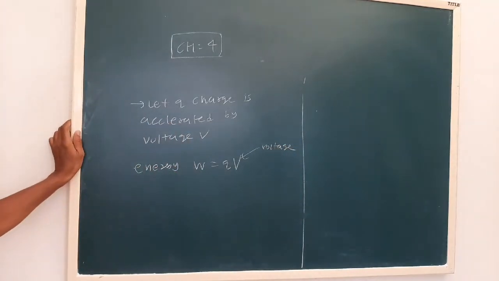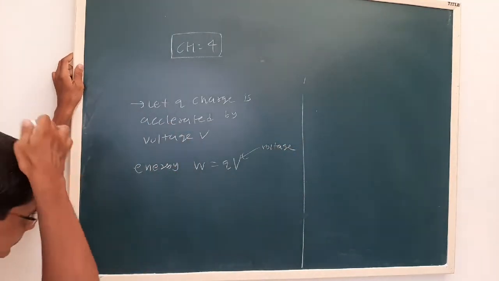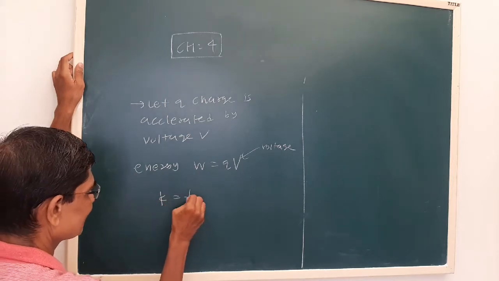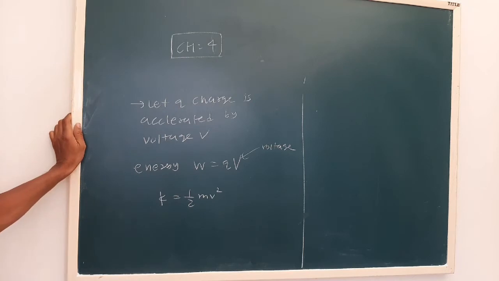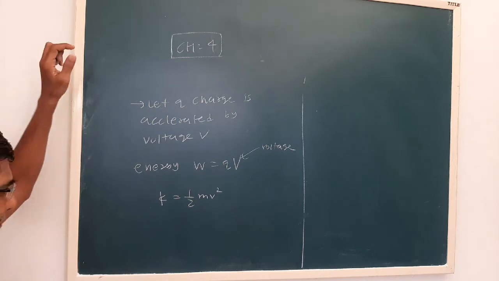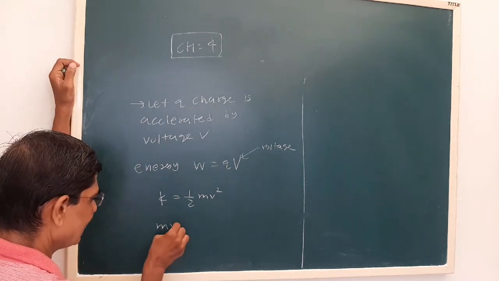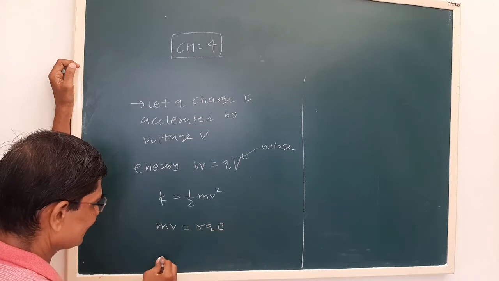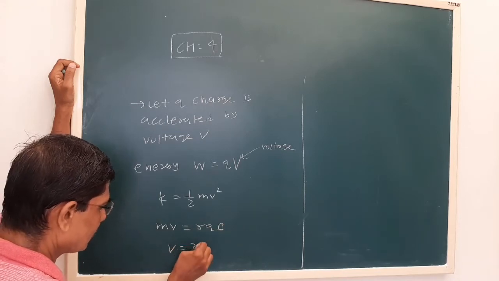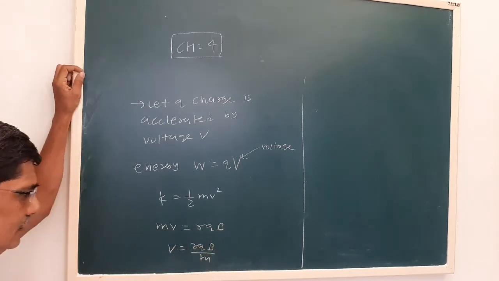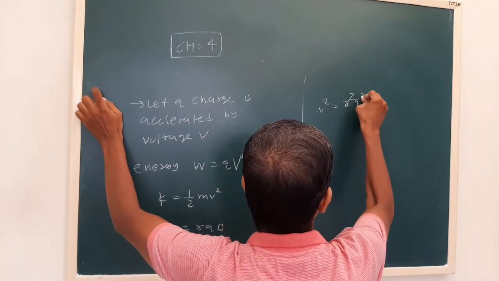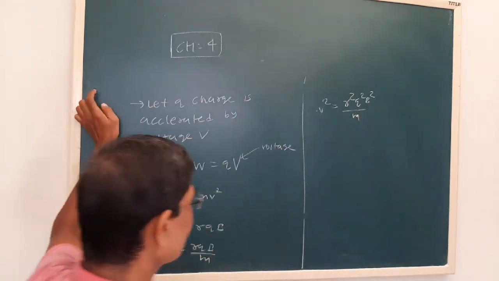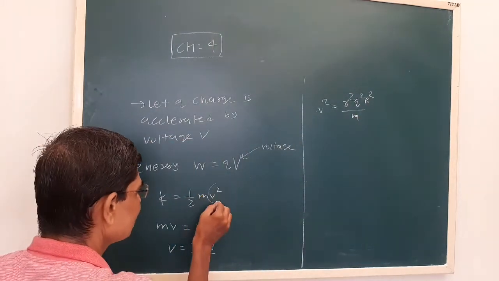Okay, capital. Now see the kinetic energy is 1 by 2 mv square. Okay, kinetic energy is 1 by 2 mv square. Now both are same. See here we have studied mv is equal to rqB. Okay, so v is equal to rqB by m. Okay, so what will be v square value? R square q square B square by m square. Okay, now we substitute this value here.